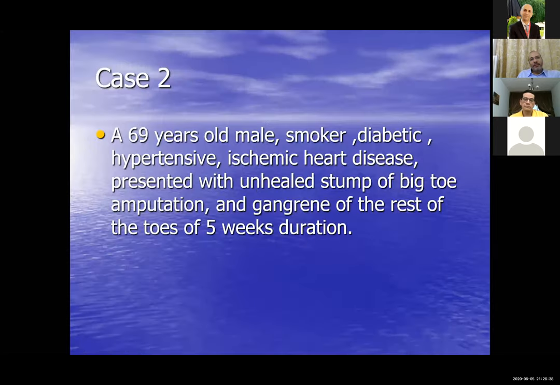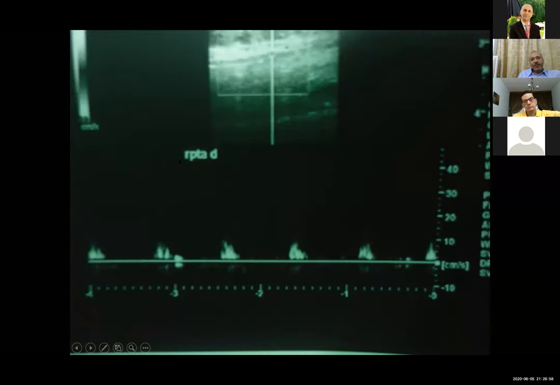Second case, a 69-year-old male, smoker, diabetic, hypertensive, with ischemic heart disease, presented with an unhealed stump of the big toe amputation and gangrene of the rest of the toes, 5 weeks duration. This is the gangrene of the other toes. On duplex ultrasound, the posterior tibial artery has monophasic flow. And this is the angiogram.